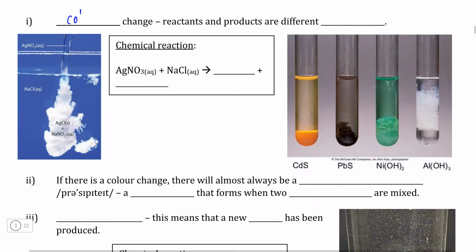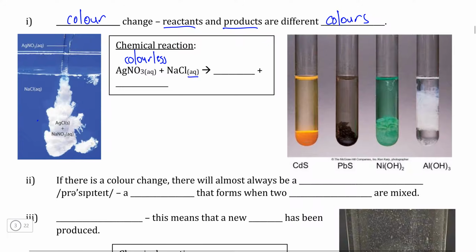And probably the easiest one of these to recognize is a color change, where the reactants and products of a chemical reaction simply are different colors. And we can take a look at this sample reaction here. So silver nitrate and sodium chloride, yes, this is simply salt dissolved in water. These are both examples of solutions, meaning that both of these are ionic solids that are dissolved in water, but both of these appear colorless.